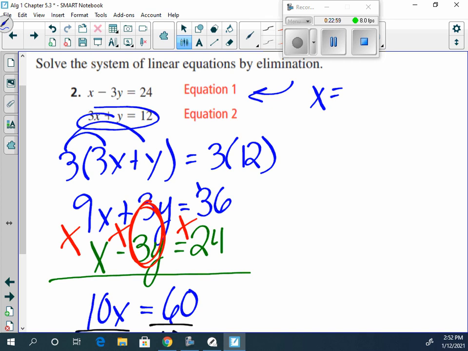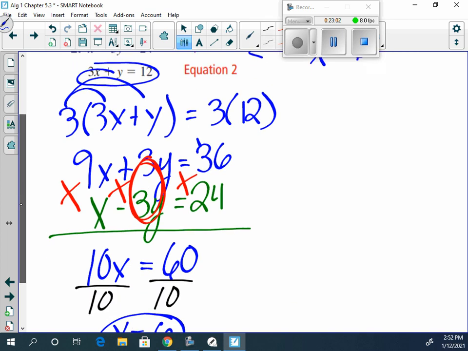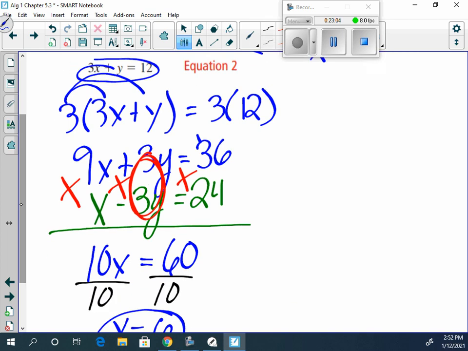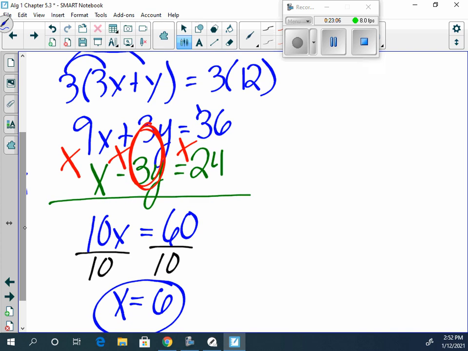I'll go ahead and write that up here. So we went through and solved it, and found out the value of x is 6. Now our last thing is we've got to plug it back in. We have to plug it back in.